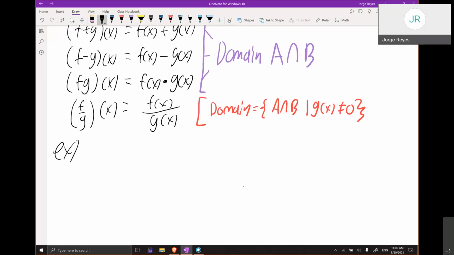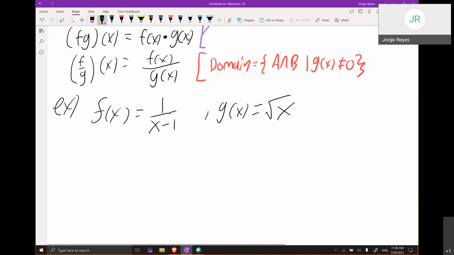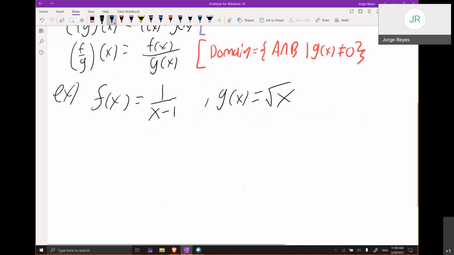So here I'm going to have f be x minus 1, and I'm going to have g be the square root of x. So first of all, we can find their domains. f's domain is x not equal to 1, and g's domain is nonnegative numbers.